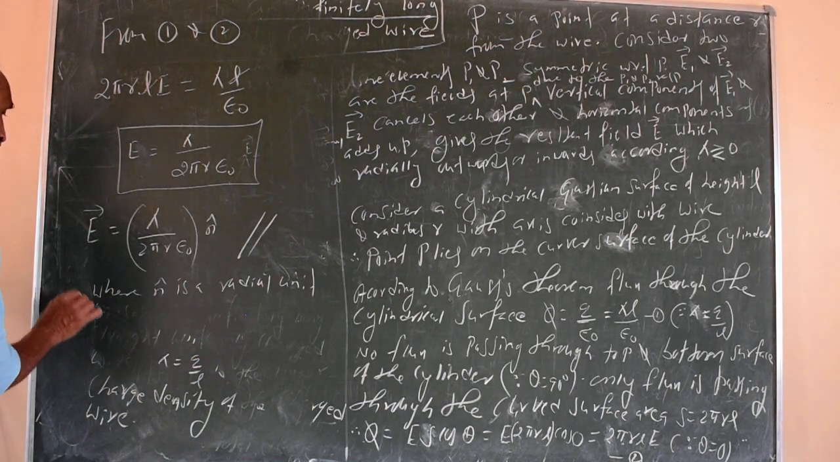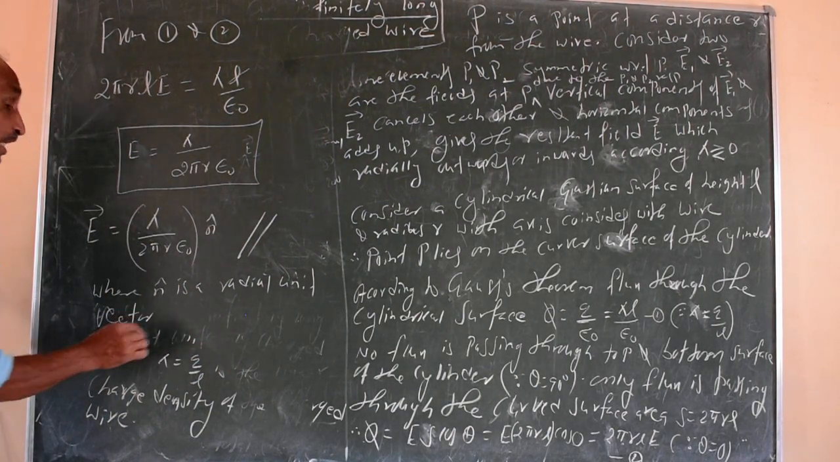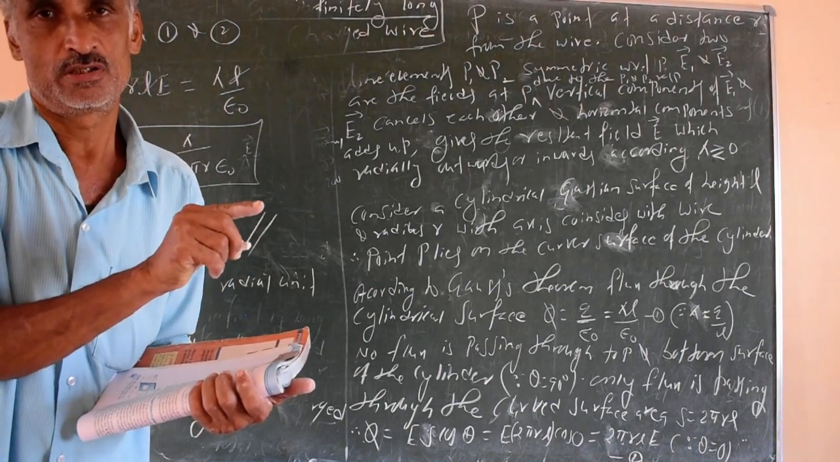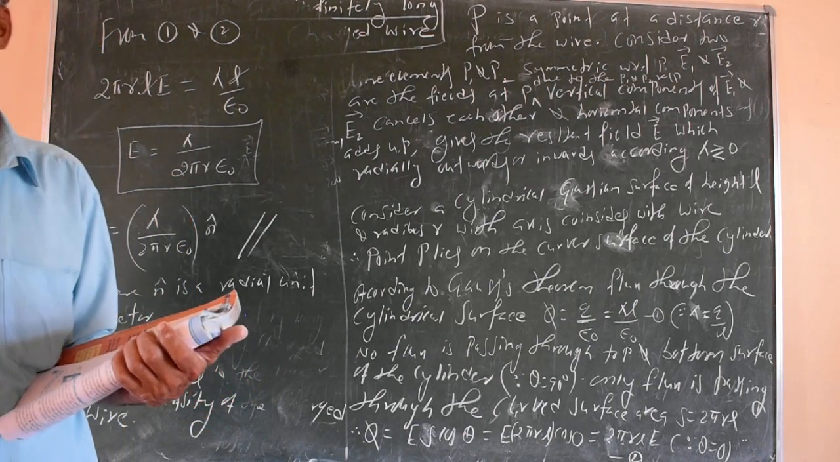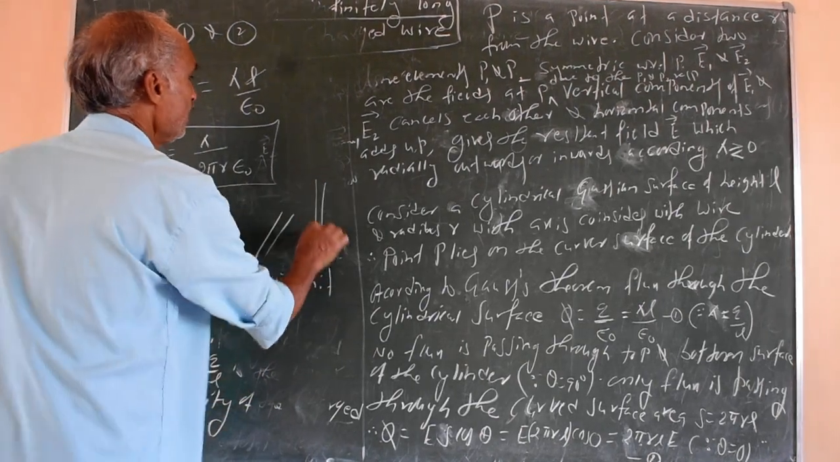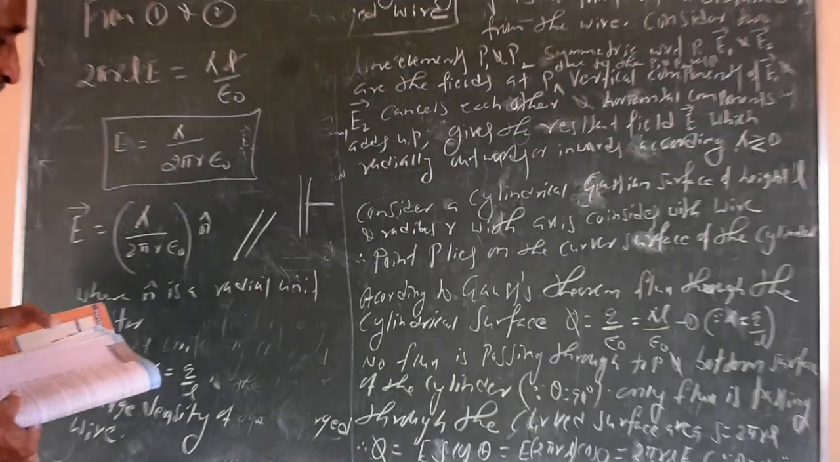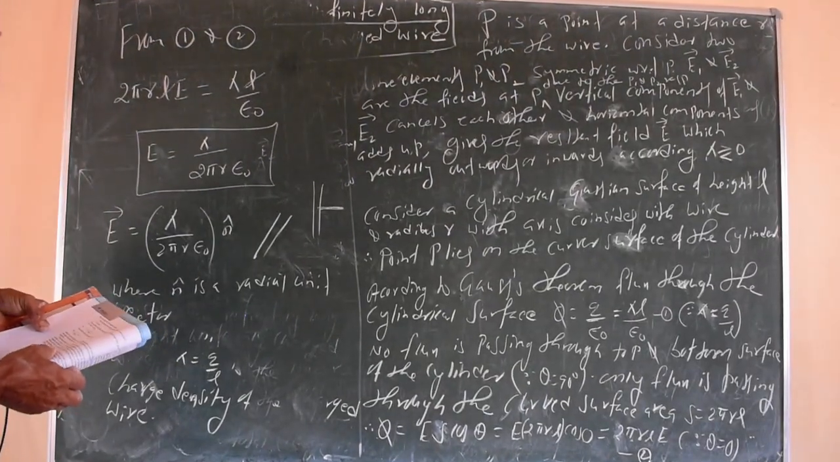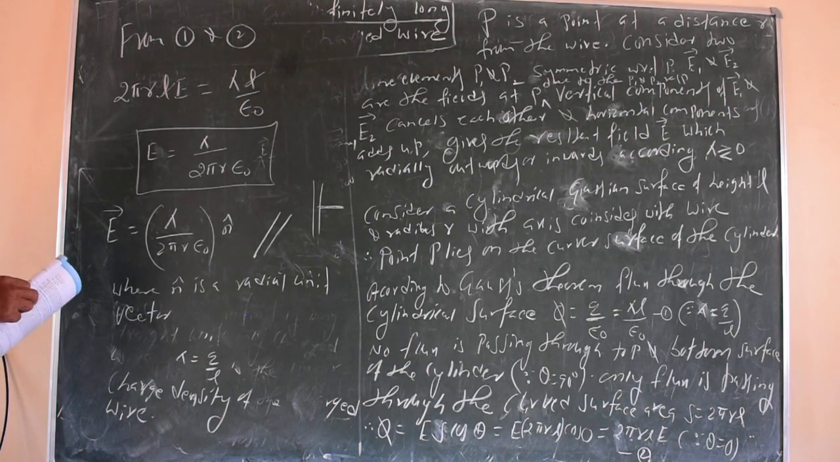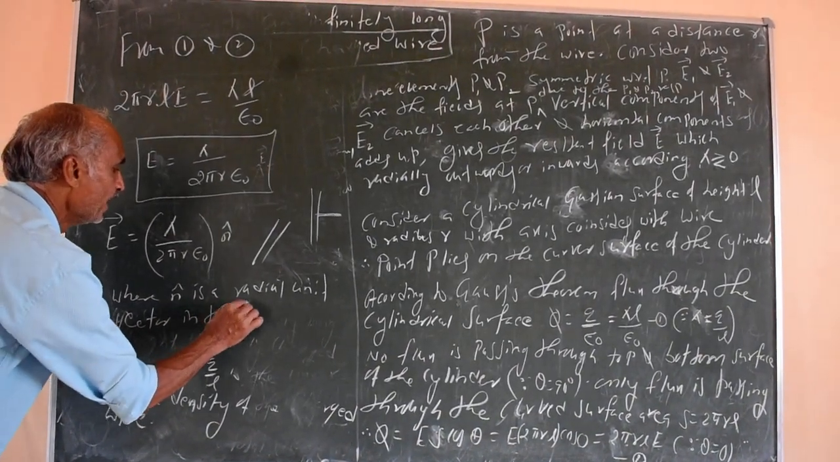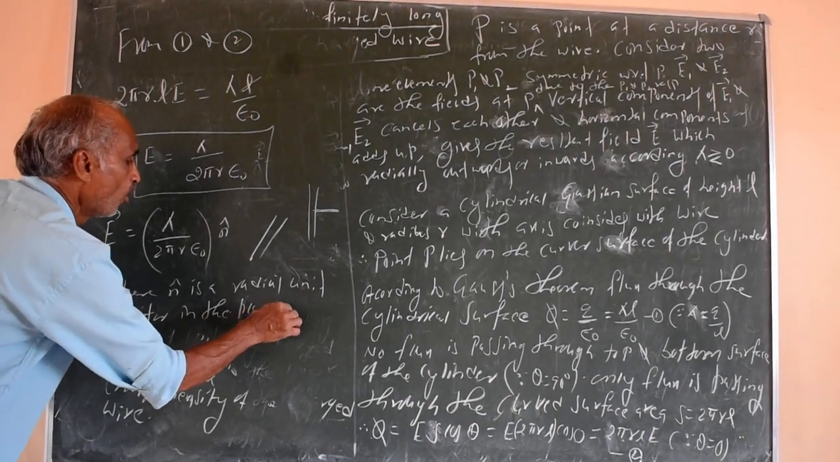Radial means it is the line joining the point and the charge. Here is the line, here is the point. This is the radial. Radial unit vector in the plane normal to the wire.